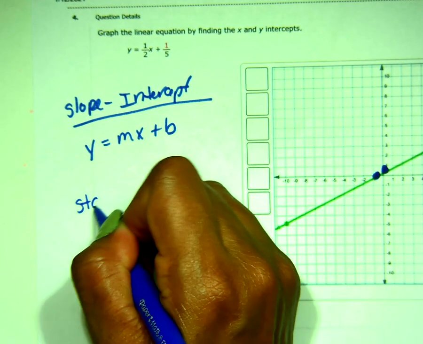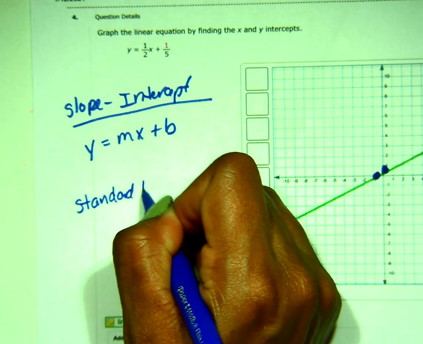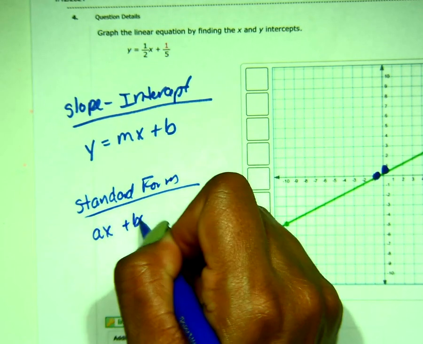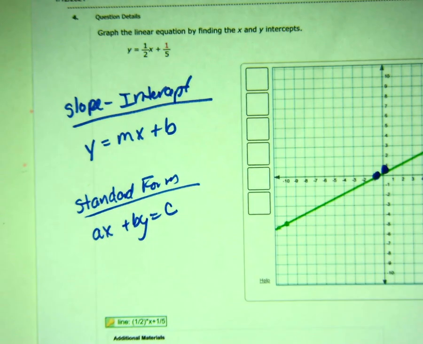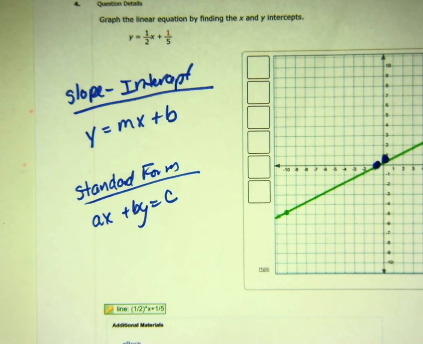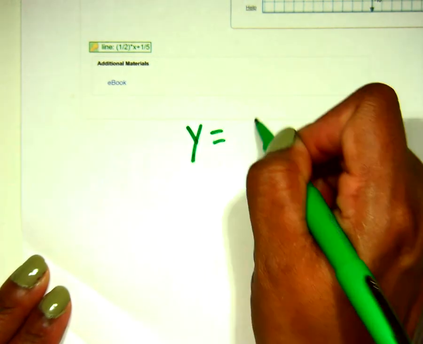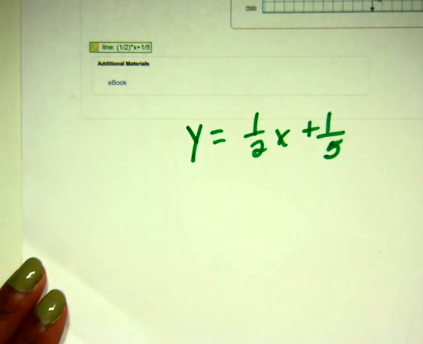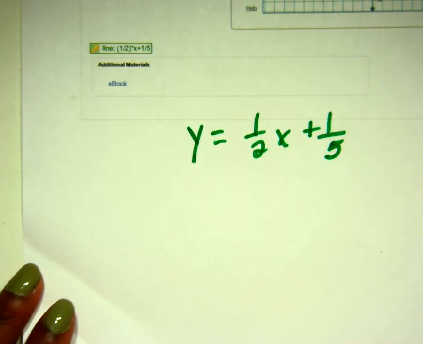Then we have standard form, which is ax plus by equals c. Now, though your variables are different, notice how you still got an x and y, which represent your axis. So jot that down real quick. So let's go back to the actual problem. We have in slope-intercept form, y equals 1/2 x plus 1/5. What it's asking you to do is to graph it.